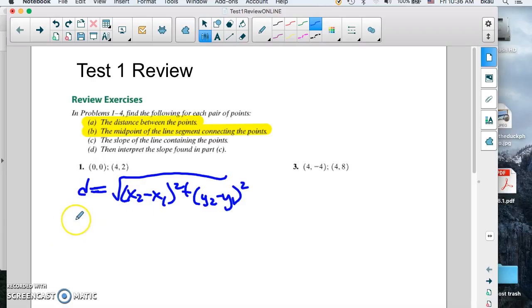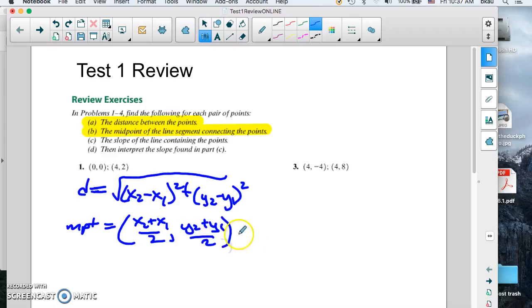And the midpoint formula, the midpoint is given as the average: x2 plus x1 over 2 and y2 plus y1 over 2. It's the average of the 2 points.